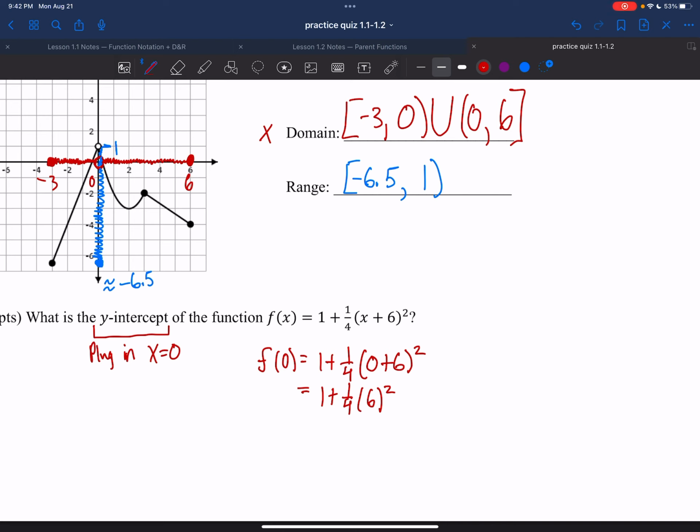I'm going to do exponents first, so 6 will get squared. 1 plus 1/4 times 36, because that's 6 squared. And then 36 divided by 4 is the same as 1/4 times 36, which is 9. And then 1 plus 9 is 10. And I have that lovely, lovely 10 right there.